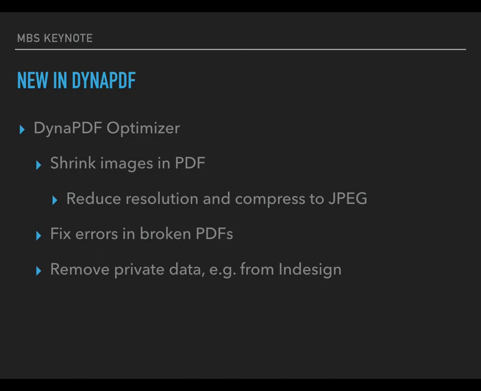In DynaPDF, we got a couple of new functions, including the optimizer, which is very handy if you have a couple of PDFs and you want to make them a little bit smaller. So we can shrink images in the PDF. Usually we only reduce images which are bigger than a certain size, so we don't shrink icons. We can recompress them with JPEG algorithm and then check if they are smaller, and if they are actually smaller than the original picture, we can replace them.